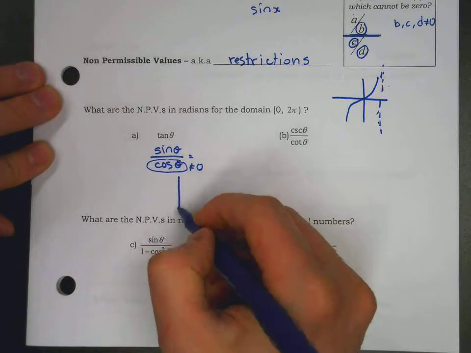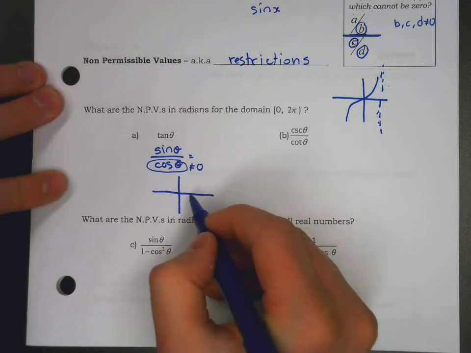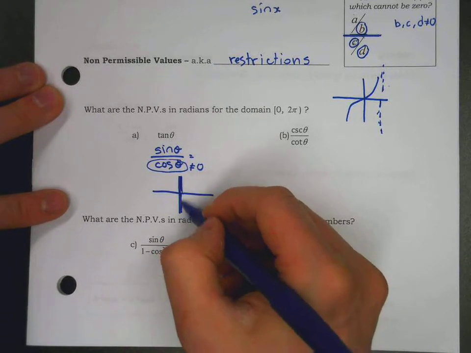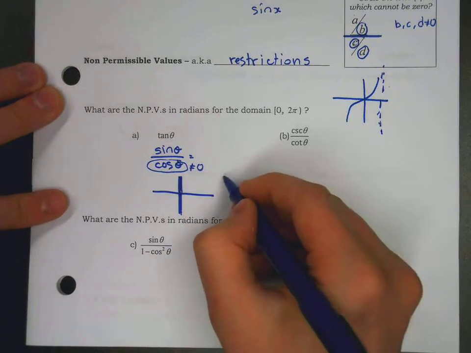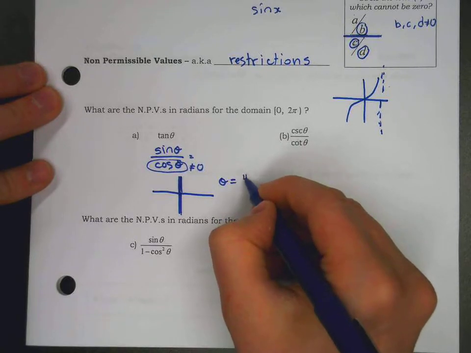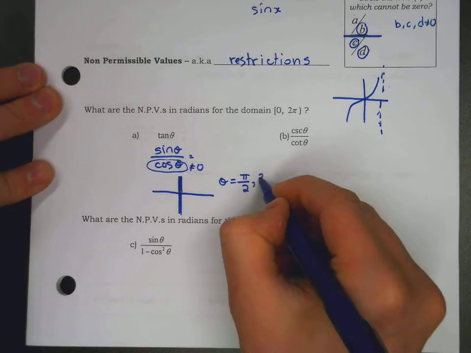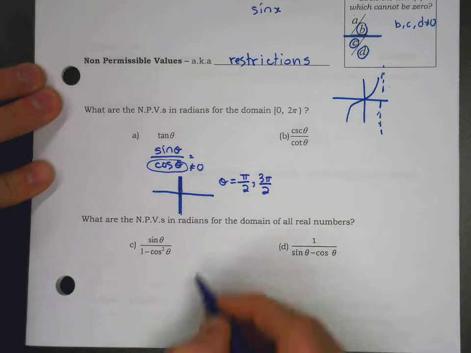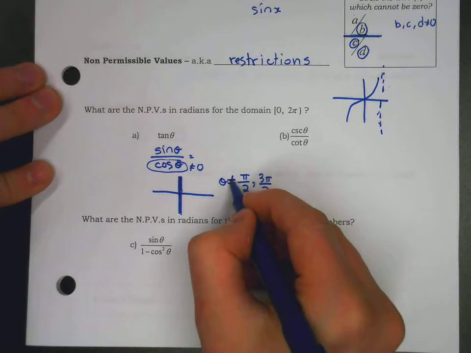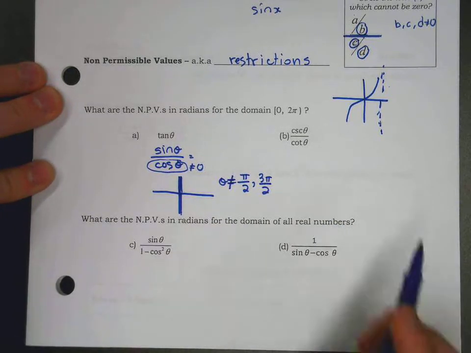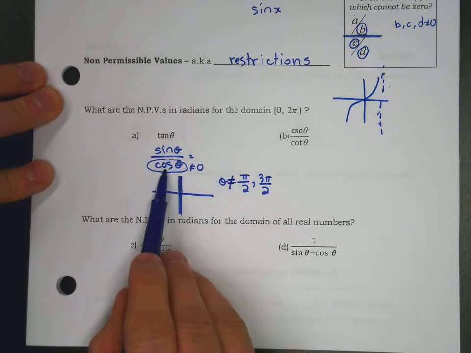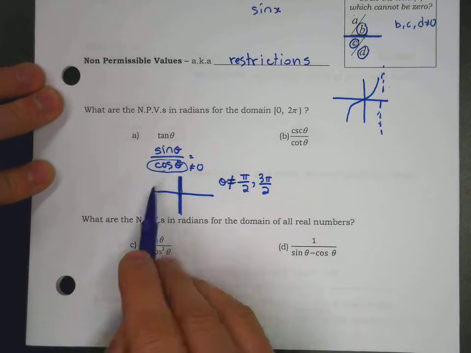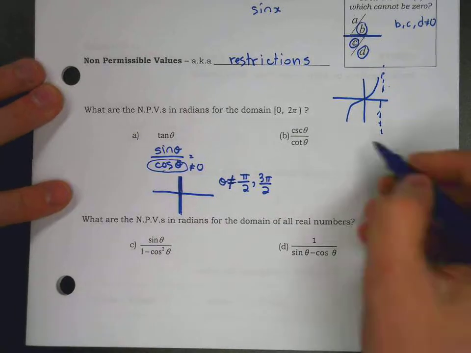So we're going to think about the unit circle and say, when is cosine 0? That's not allowed. And the answer is at 90 and 270. So we could say that at 90 and 270, we have restrictions. So I can say that theta is not allowed to be those 2 values, because if it were, it would make the bottom of your fraction 0. Now this happens in many occasions.